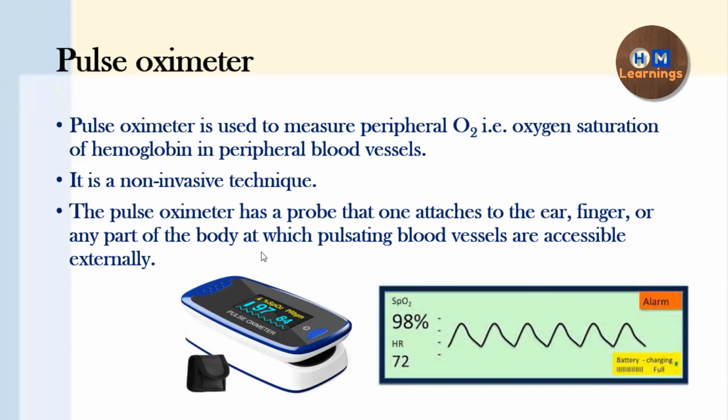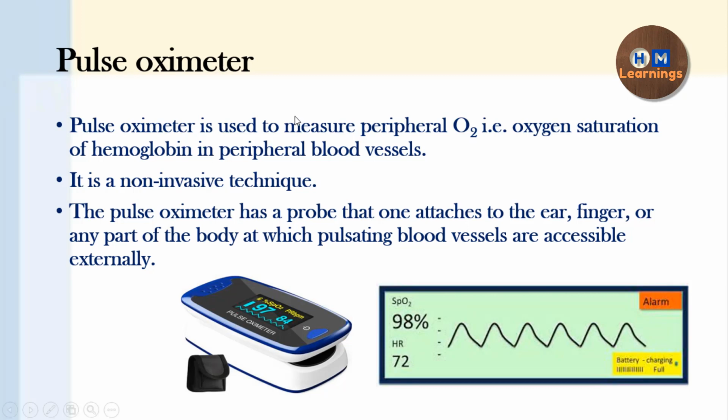Okay, so we need to divide this term, pulse oximeter. Oximeter means the measurement of oxygen, and pulse is what we know. What is pulse? The pulsatile blood flow which is happening in the arterial compartment of the blood vessels. So through the pulsatile nature of the blood flow, the pulse oximeter measures the oxygen saturation of the hemoglobin in the blood vessels.